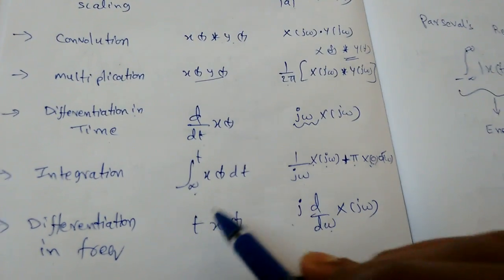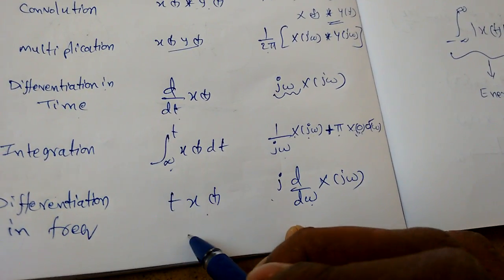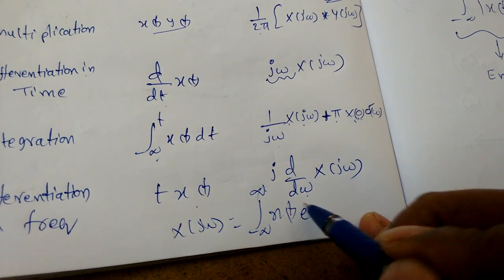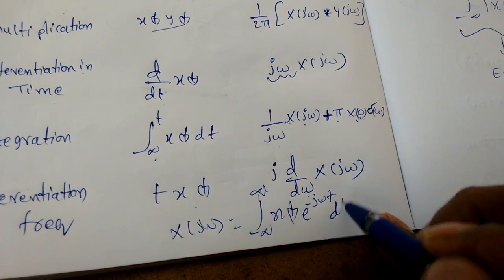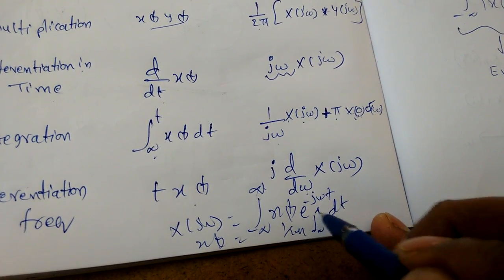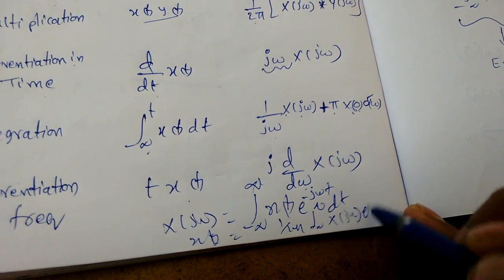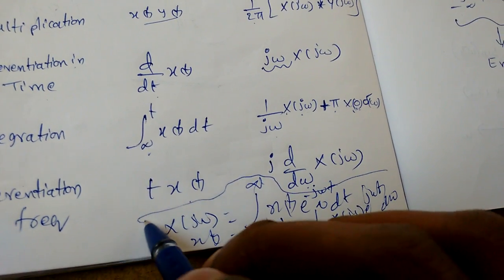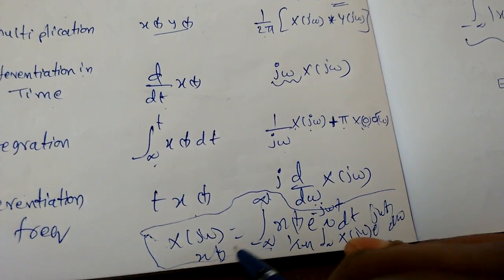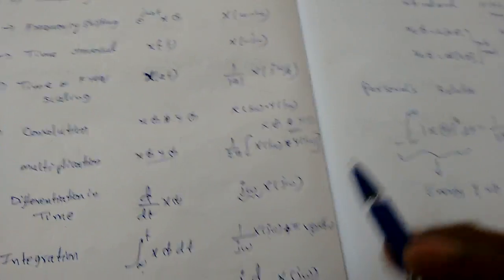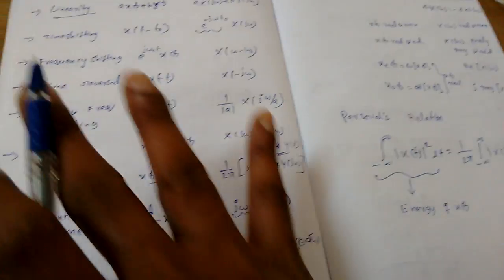For all these properties, there is a proof. Using the formula, x of j omega is equal to the integral from minus infinity to infinity of x of t e power minus j omega t dt, and x of t is equal to 1 by 2 pi integration from minus infinity to infinity of x of j omega into e power j omega t d omega. But we don't require any proof because it is already proved. If we want, you can apply these properties in these two equations, and we can get the resultant like this. But we just remember these properties. Using these properties, we will get the questions in the GATE.